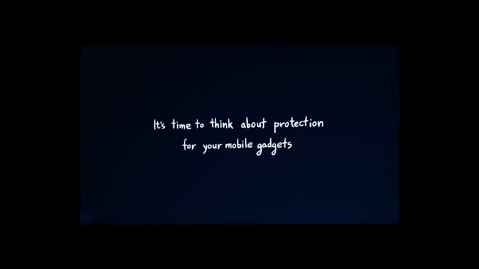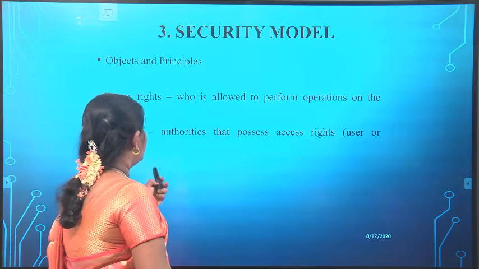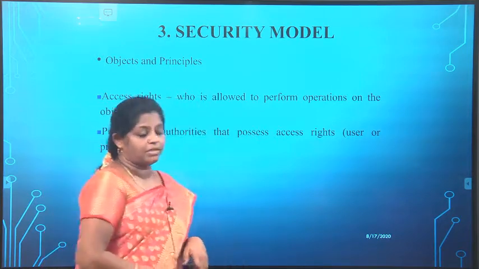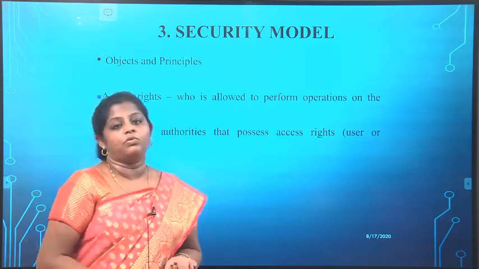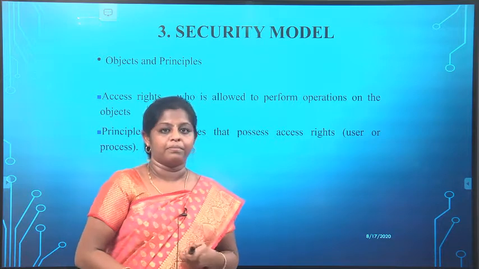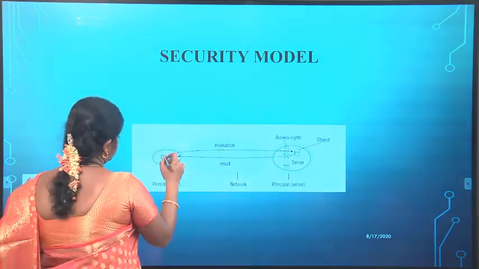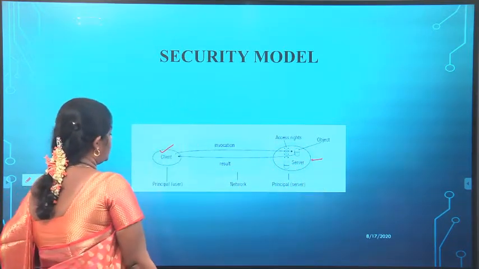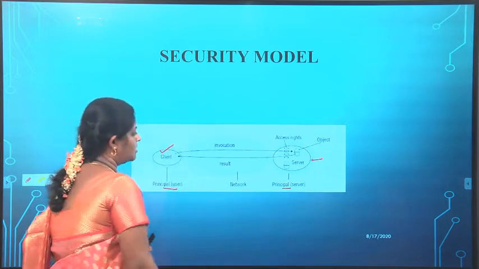The next one is the principle of the security model: we need to possess the access rights either on the user side or the process side. So this is the client and this is the server side. See here, they also have some principle. They are using the principle on both the client side and the server side.